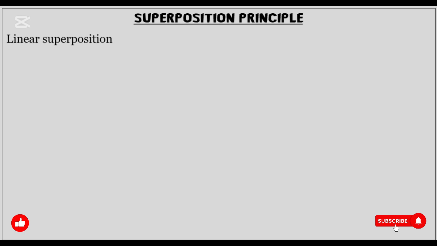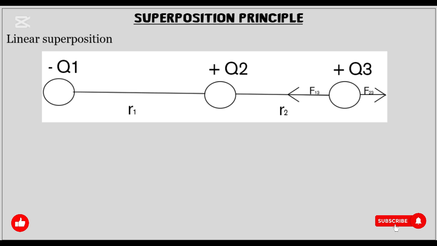the linear superposition, how the linear superposition looks like. Looking at this diagram, we have Q1, Q2, Q3. They are all on the same line, so they are positioned linearly. With the charges given, Q1 is minus, Q2 is plus, Q3 is plus. So with the superposition principle, we carefully take into consideration the direction in which the force being exerted on the charge is moving. We take into consideration the direction in which the force that the charge is exerting on the other charge is moving.